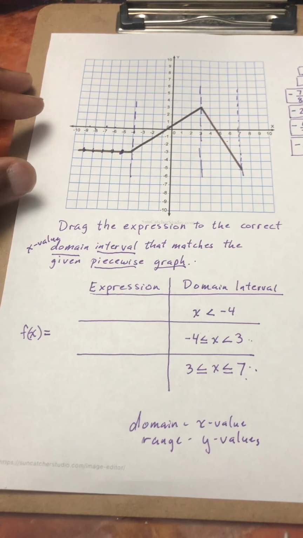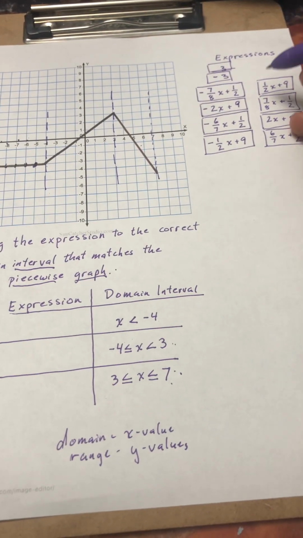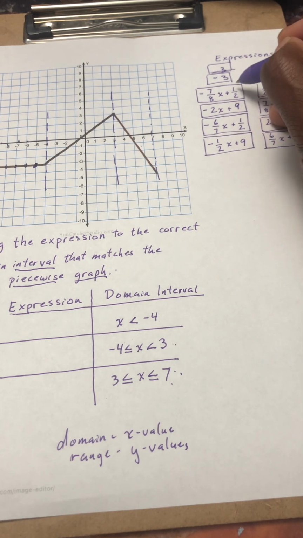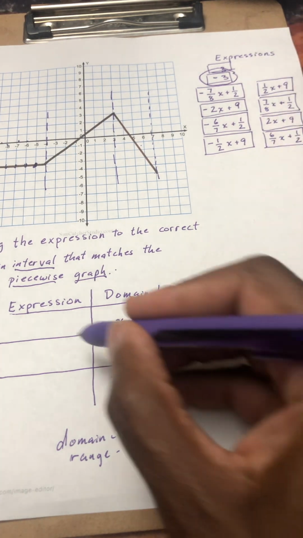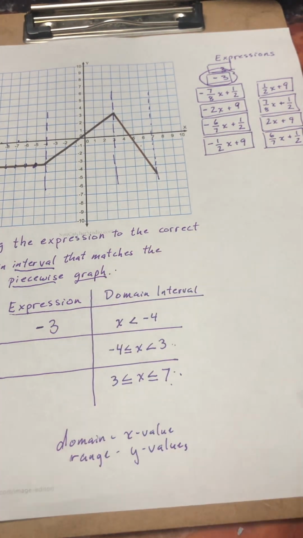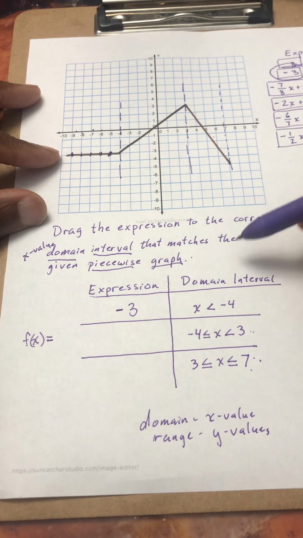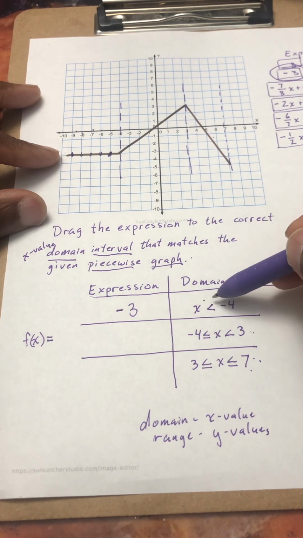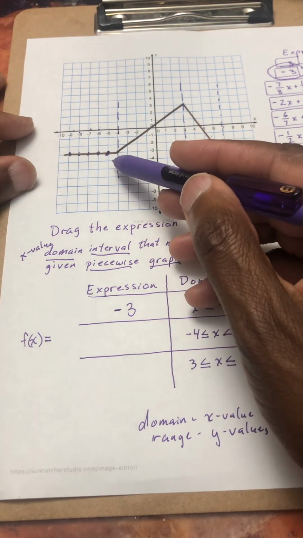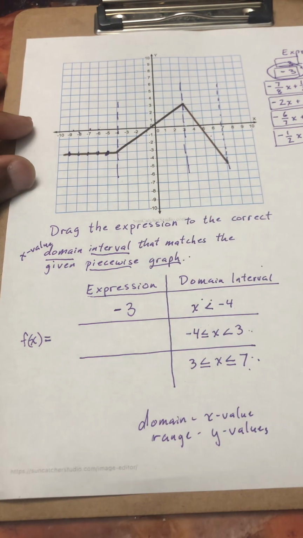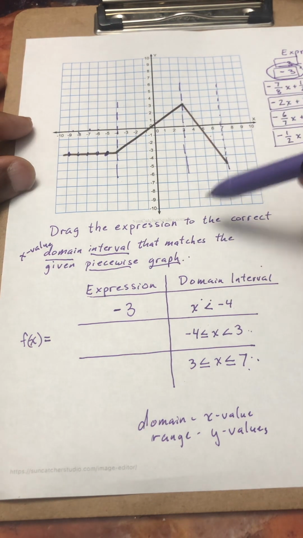So f of x, now let's take a look at our expressions up here. Right? So the f of x is going to be -3 each time. So that means that the answer for the f of x will be -3. That's what's going over here. Right? Your f of x value is equal to -3 when the domain interval is x less than -4. So anything -4 under, that means the y value, or the f of x value, will be -3.